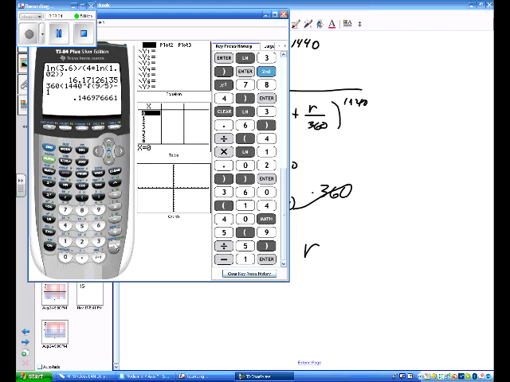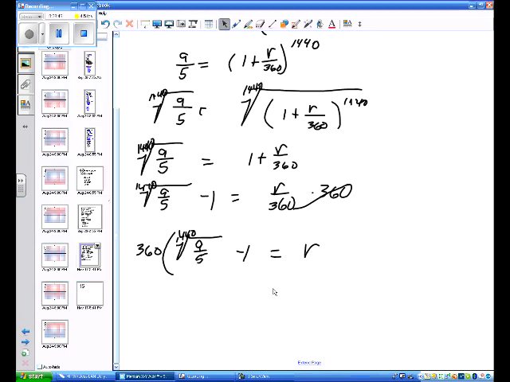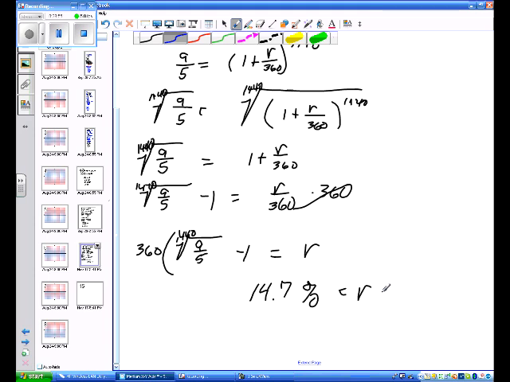So we get 0.146976661. Now this is supposed to be a percent, so we need to move the decimal point over 2 places, and so we end up with 14.7% is what you would need to invest that in to have it increase that amount in 4 years.